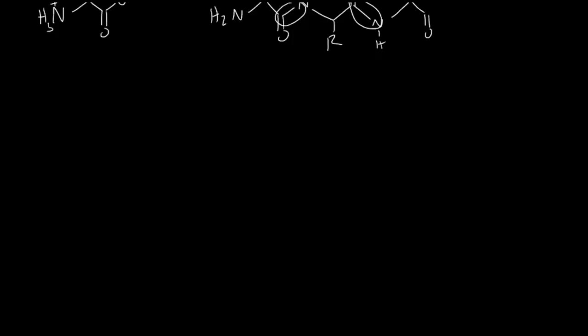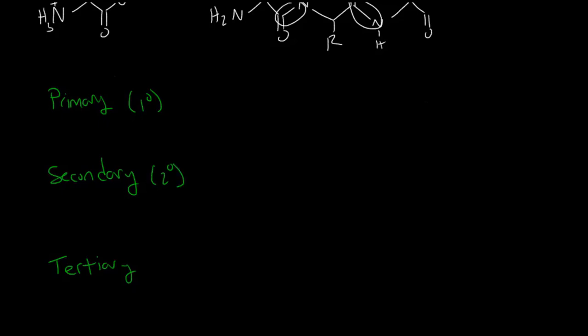So when we talk about protein structure, we break it up into three categories. We have primary structure, secondary structure, and tertiary structure, and we abbreviate these 1 degree, 2 degree, and 3 degree. Our primary structure consists of the amino acid sequence of a protein.